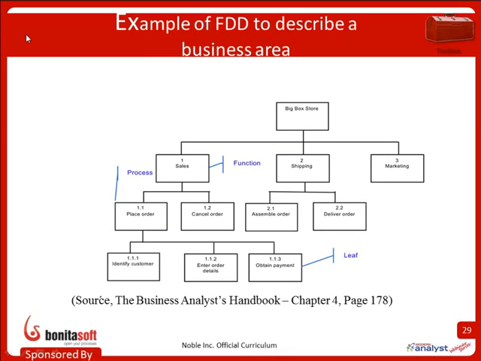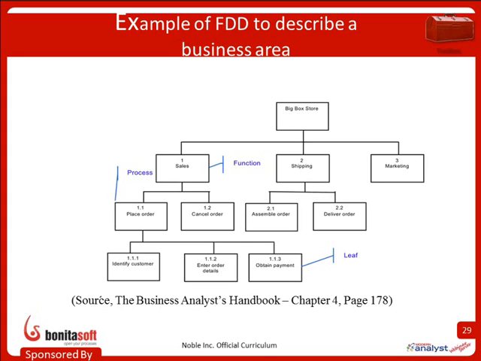Here's an example. I've got a big box store. It breaks down into maybe different functions within that big box store. There's a whole function that has to do with sales, a whole function in the shipping department deals with that, a whole function deals with marketing. I've taken sales and broken that down into its various processes. So placing an order, canceling an order are two aspects of the sales side of things. I've taken place an order and broken it down into identifying customer, enter order detail, obtain payment.